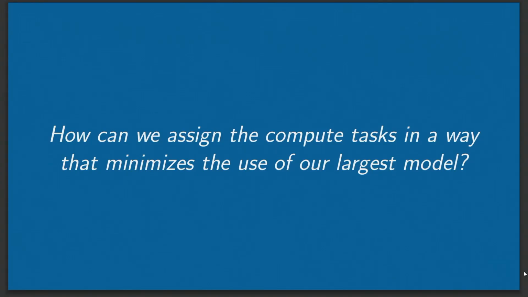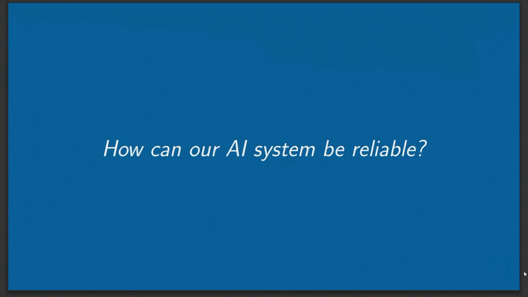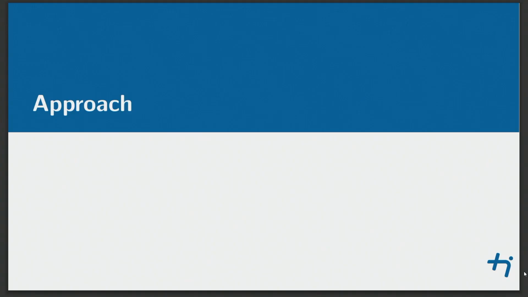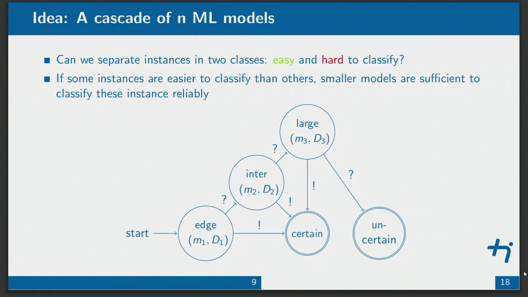So the two tasks that led us throughout this paper journey were: how can we assign the compute task in a way that minimizes the use of our largest model? In other words, how can we use our largest compute device much less while still maintaining the same predictive quality? And in the same turn, how can our AI system be reliable? So how did we solve this?